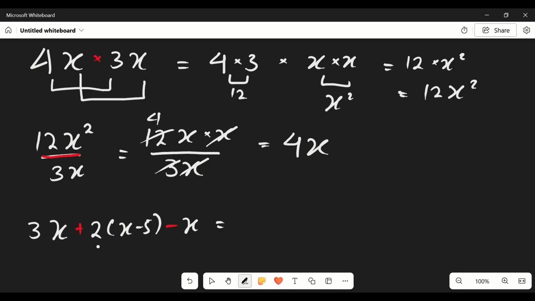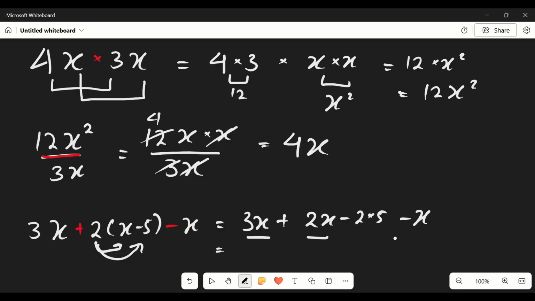First, we must multiply the outside to the inside of the parenthesis. We get 2x minus 2 times 5, and the last minus x. These have the same variable, so we get 3x plus 2x minus x, or minus 1x. So we get 3 plus 2 equals 5 minus 1 equals 4. So we get 4x minus 2 times 5 equals 10.